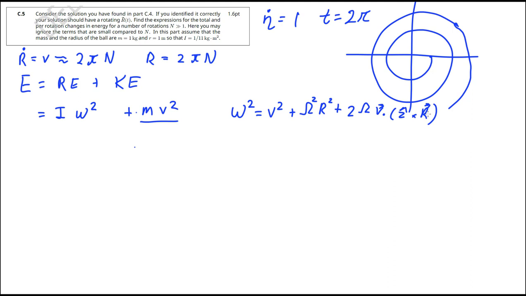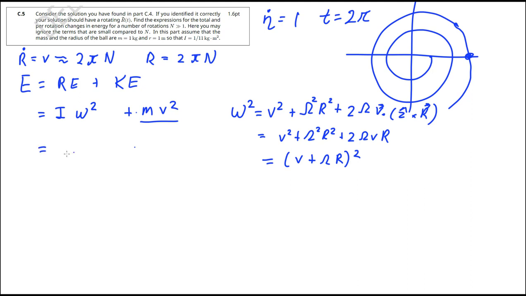Now they make a very valid argument in the solutions that once you're very far away from the center, so if you're a long way out on one of these spirals, then essentially v and r are orthogonal to each other. So when you take this dot product with this cross product, you're essentially just going to get v multiplied by r. So like this, and then they note that this can just be factorized like this. Okay, and they've told us that they want us to use I equals 1 over 11.